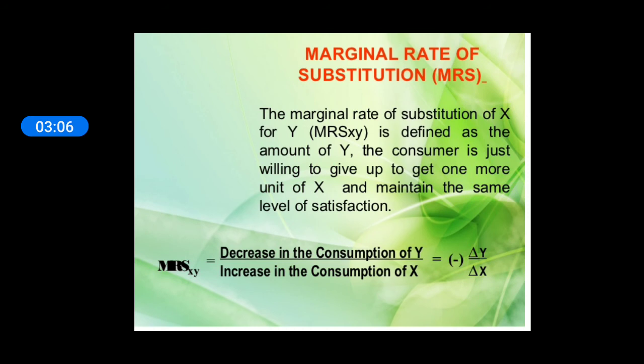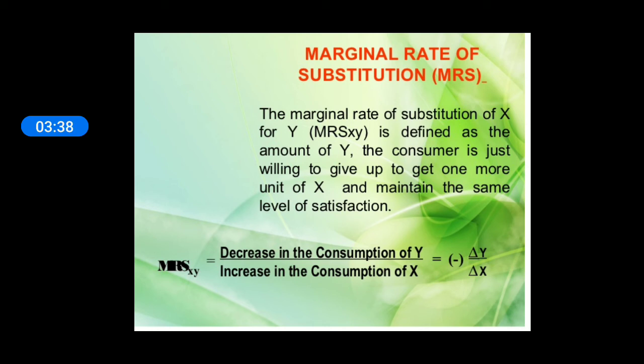Now, what is the marginal rate of substitution? Dear students, the marginal rate of substitution of X for Y is defined as the amount of Y the consumer is just willing to give up to get one more unit of X and maintain the same level of satisfaction. It means it is the units of Y commodity which the consumer sacrifices to get more units of X commodity.